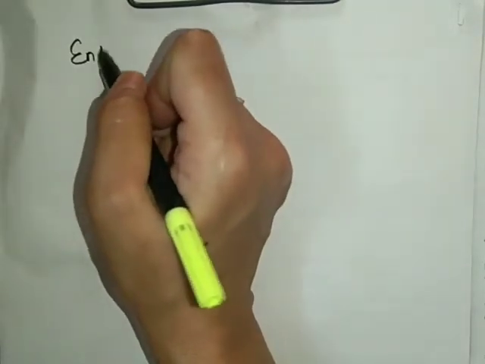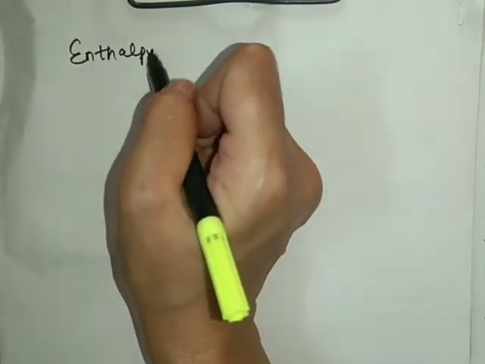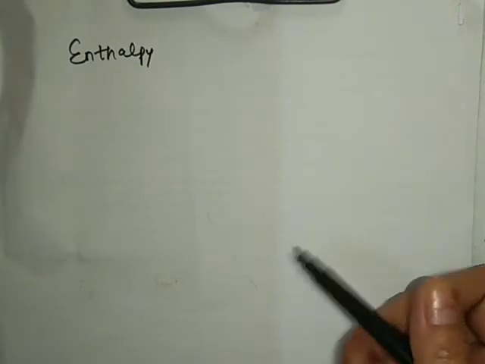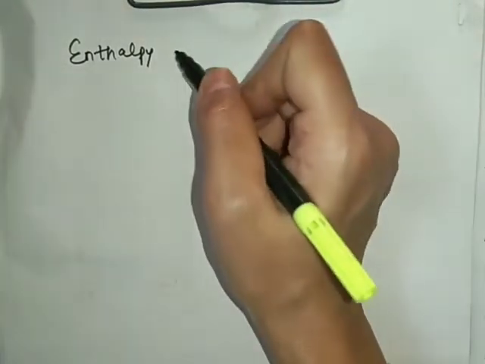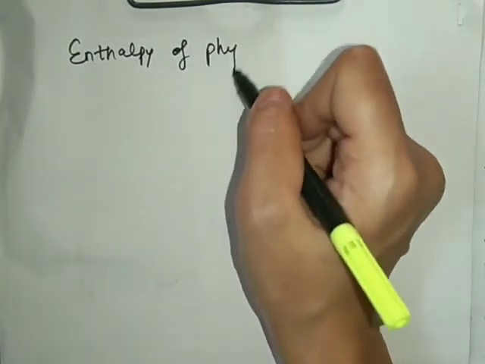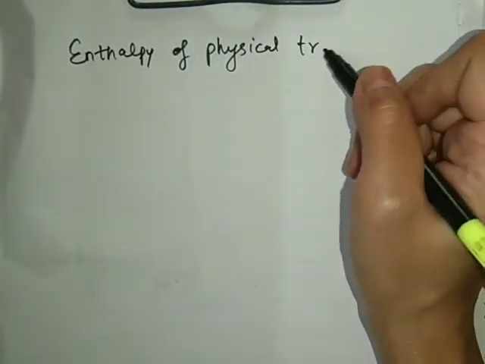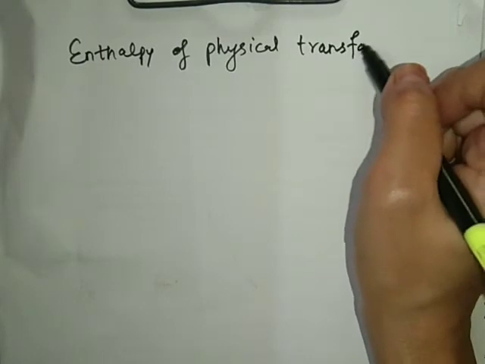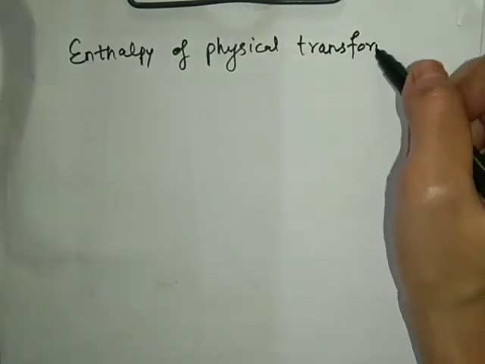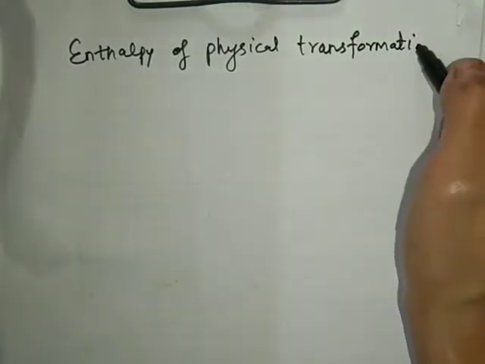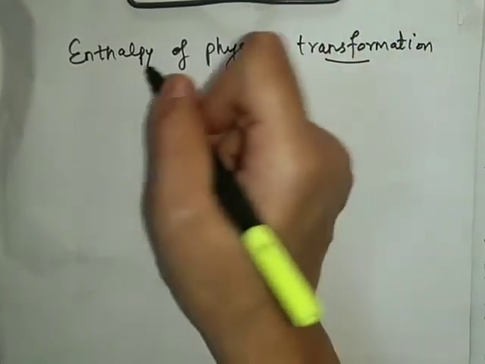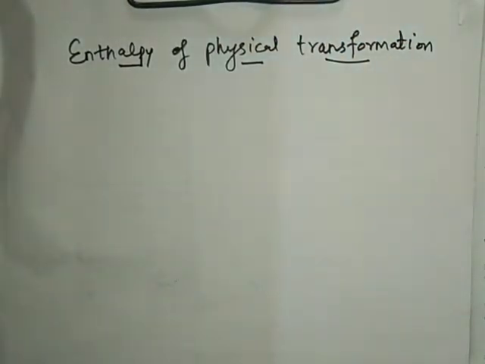Okay, we come to a new topic, that is what is enthalpy in a physical transformation. When I say physical transformation, it means one physical state is changing to another, either by absorption of heat or by release or escape of the heat. So enthalpy of physical transformation is what? It involves physical changes from one phase to another.